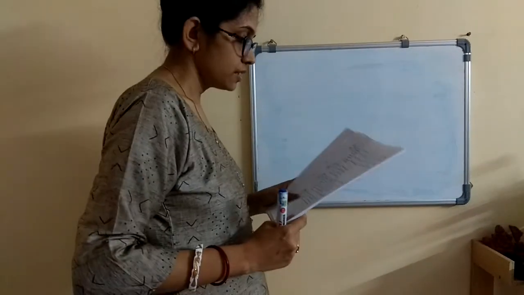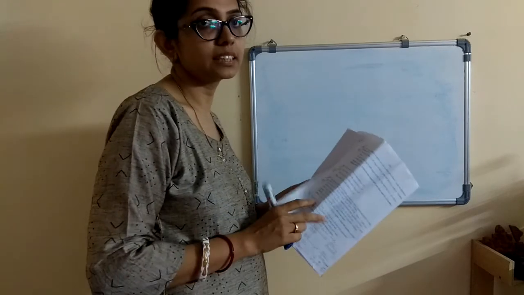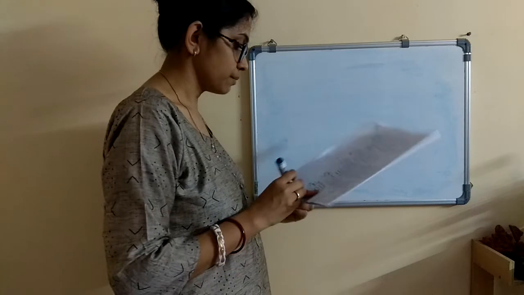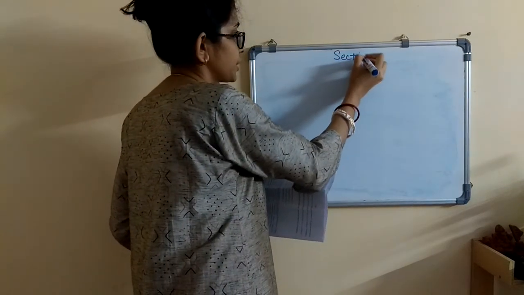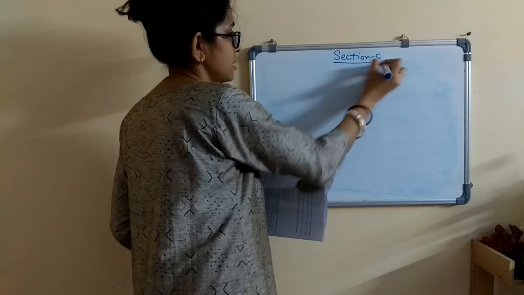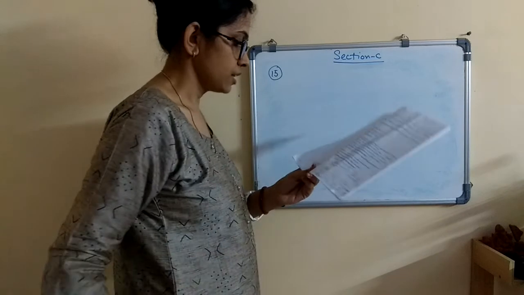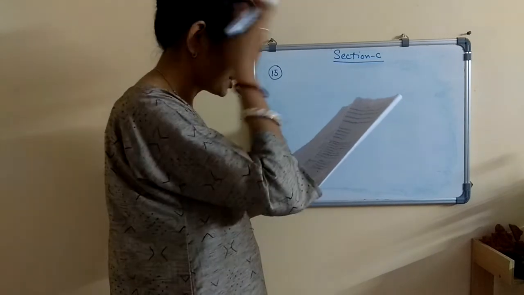Everyone. So in this video, I'm going to solve 3 questions from section C, which carries 3 marks each. So let's start from question number 15. These are the questions from section C. So the first question is question number 15. Let us solve it. It is from the chapter of permutation and combination.